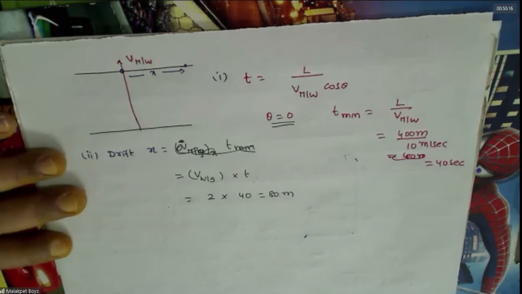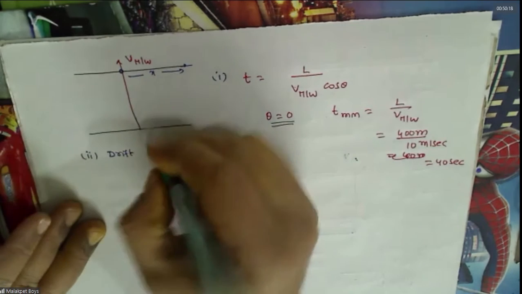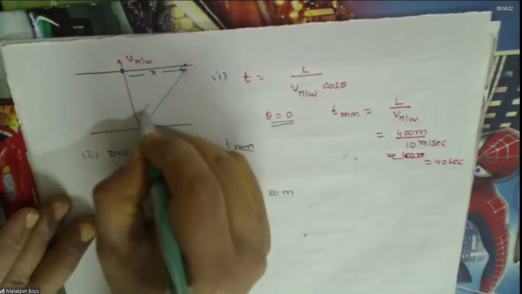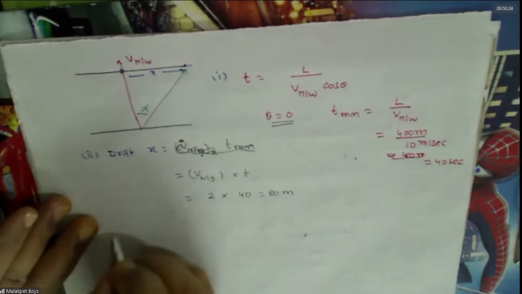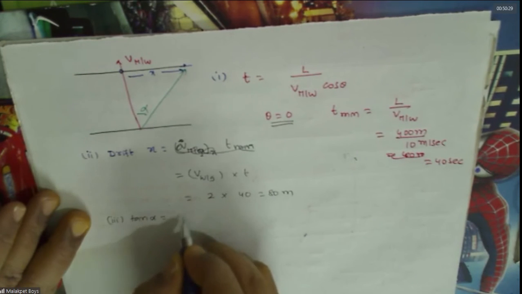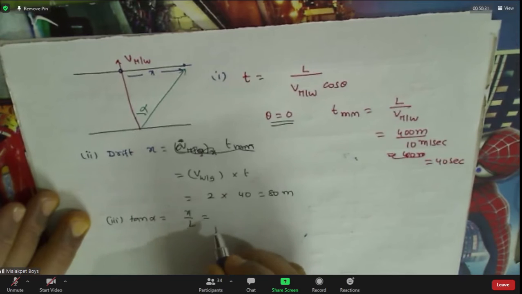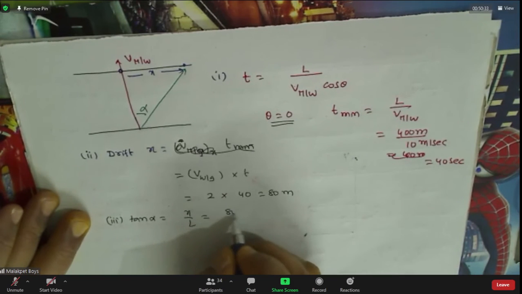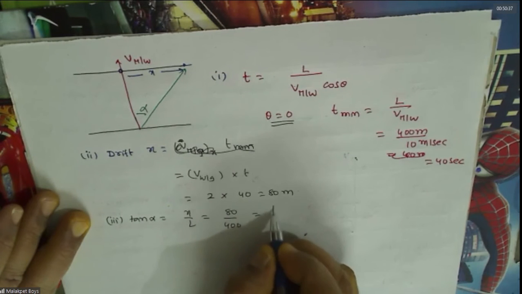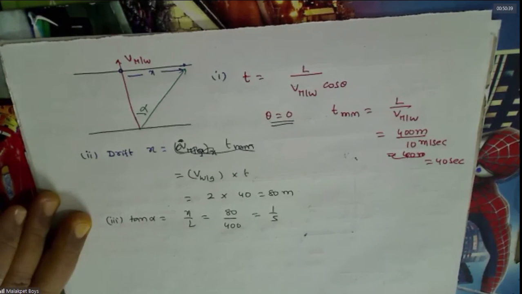The actual direction of the boat is being asked. This is the actual resultant velocity direction, alpha. He is asking this. How much are you getting? Tan alpha equals x by L, so alpha is tan inverse 1/5. X is how much? 80. Length is how much? 400. So 1 by 5.